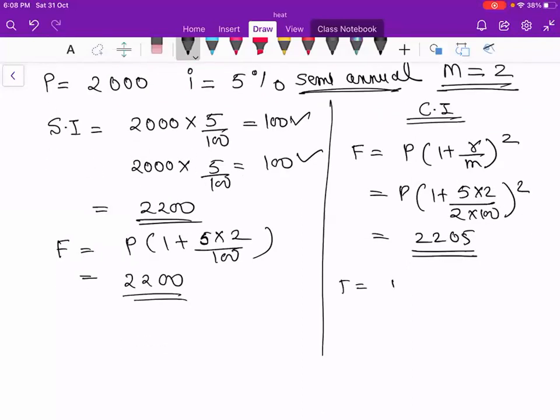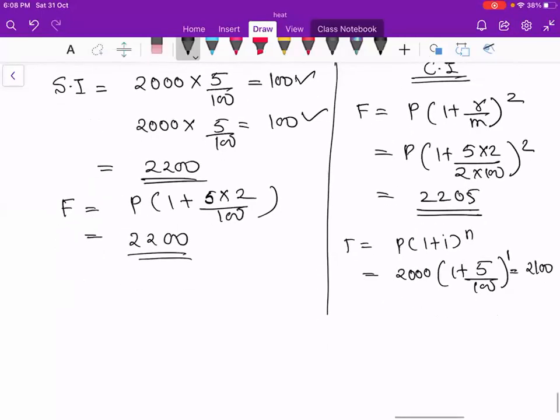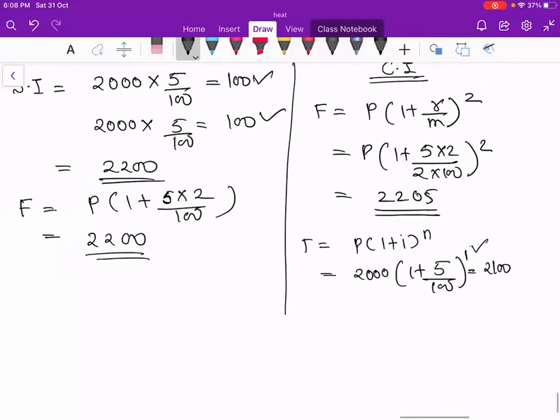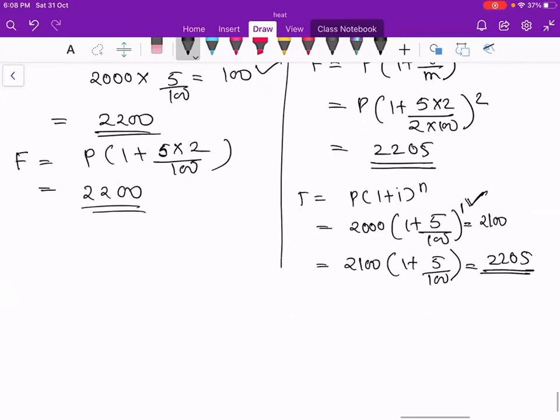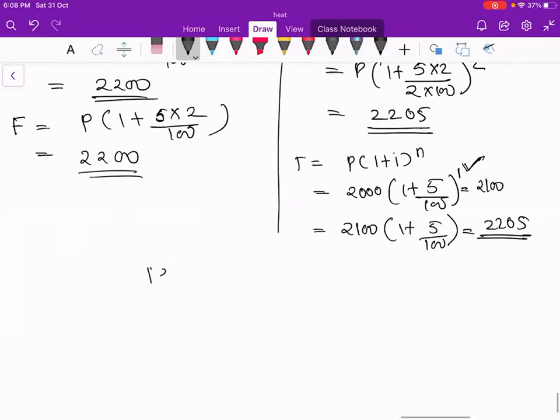F equals P(1 + I) to the power n. So it will be 2000(1 + 5/100) to the power 1, so it will be 2100. Again, this we have done for only one time, but for semi-annually it will be for 2 times. So it will be 2100(1 + 5/100). How much are you getting? 2205.